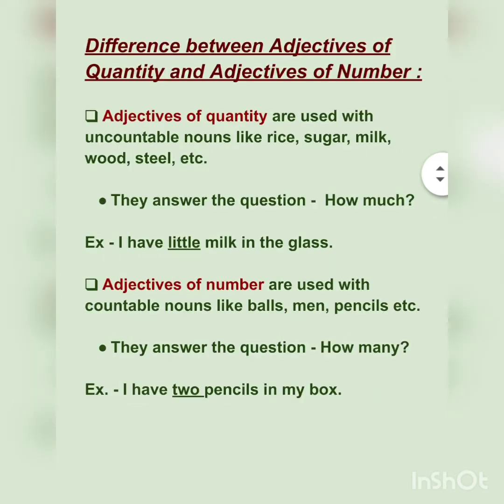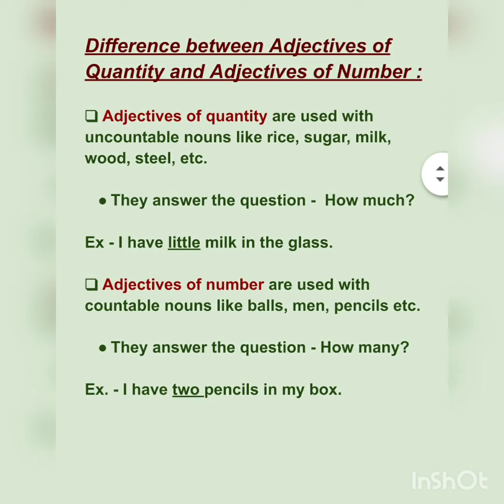Now what is the difference between adjectives of quantity and adjectives of number? Adjectives of quantity are used with uncountable nouns like rice, sugar, milk, wood, steel, and they answer the question how much. For example, I have little milk in the glass. Milk is uncountable here, so how much milk is there in the glass? Little. So the word little is an adjective of quantity. Adjectives of number are used with countable nouns like balls, men, pencils, etc. And second thing, they answer the question how many.